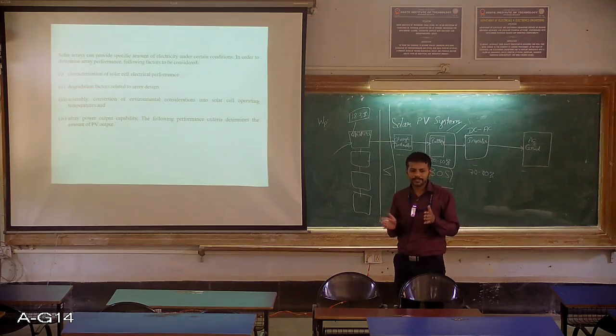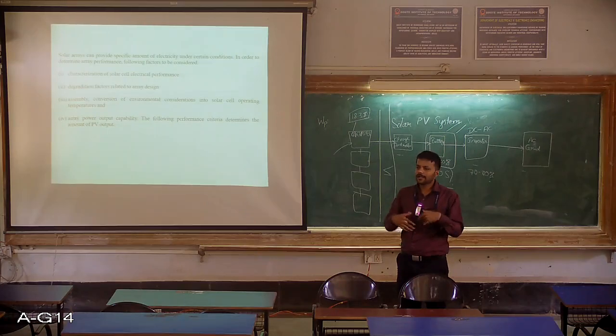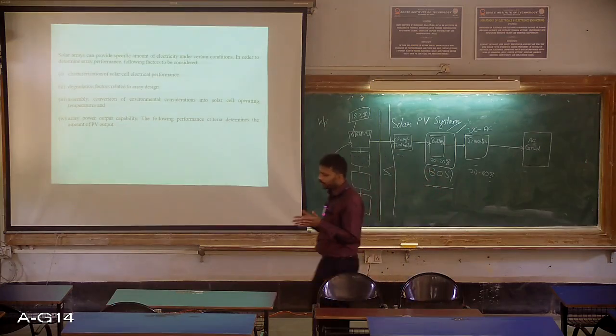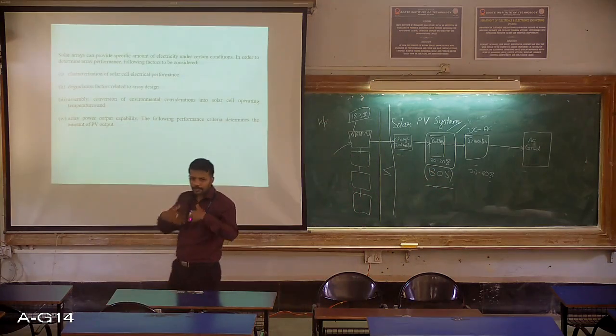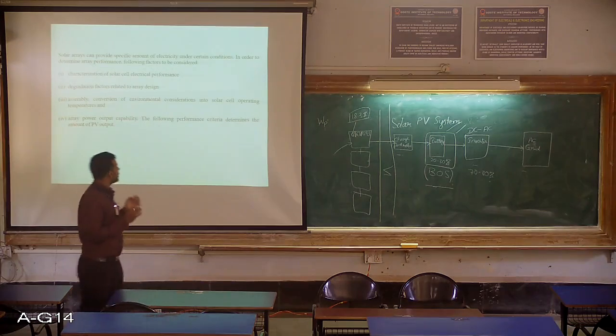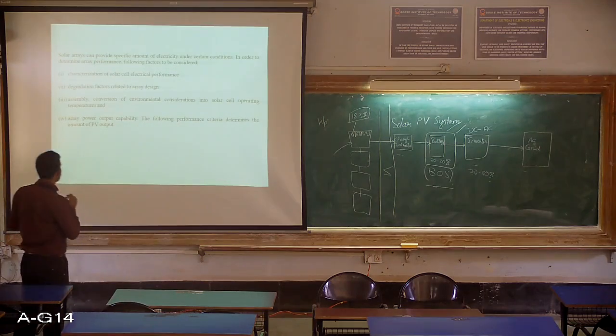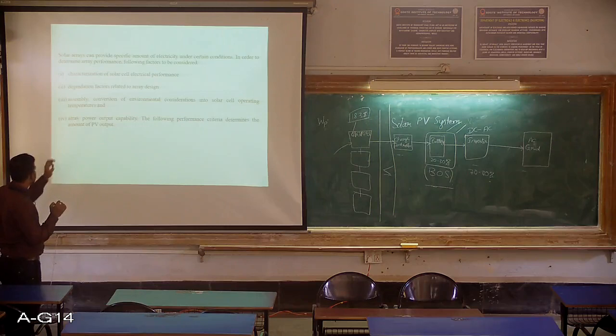Solar arrays means, if it is a 1 megawatt plant, some 5-6 arrays may be there, and each array may have hundreds of solar modules. So that we call it the arrays. And in order to check the performance of the arrays, these 4 factors are to be considered.